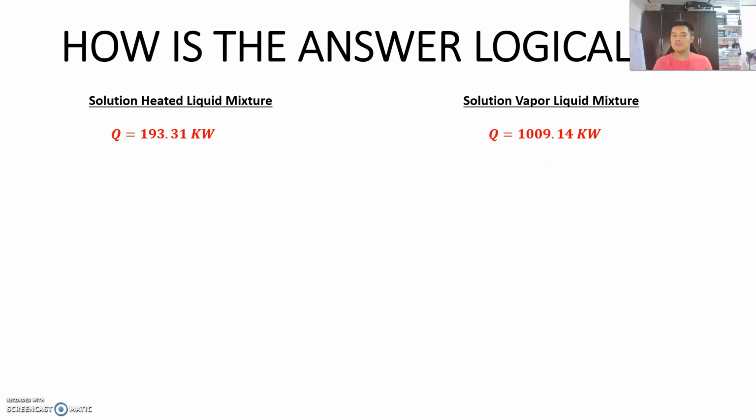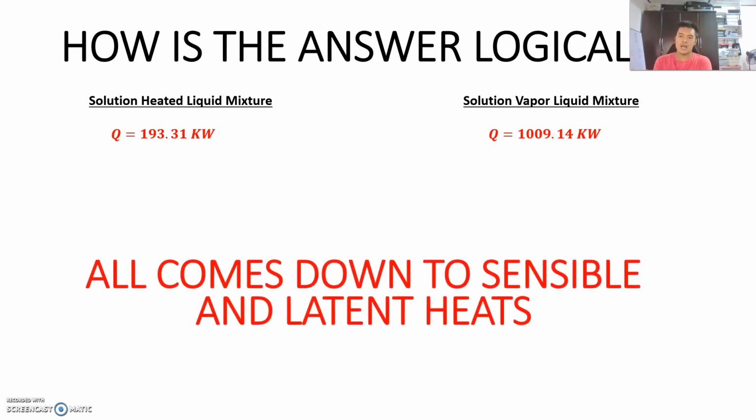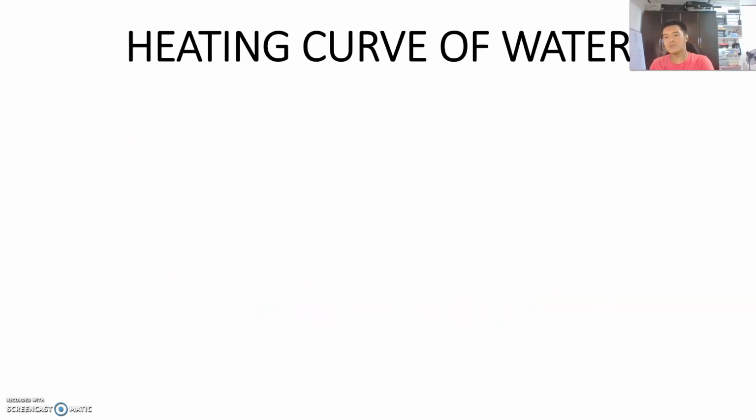When heating a liquid mixture, it is a much lower heating value compared to when a phase change occurs. When a liquid turns to a gas, it is a higher heating value. So, why does this happen? Well, it all comes down to sensible and latent heats. So, what do these heats mean? We'll go to the heating curve of water. This is a great example.